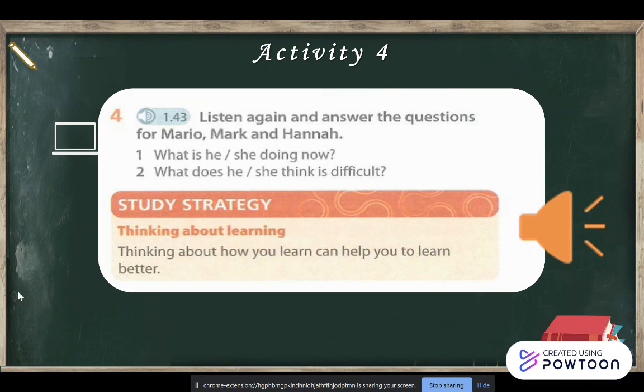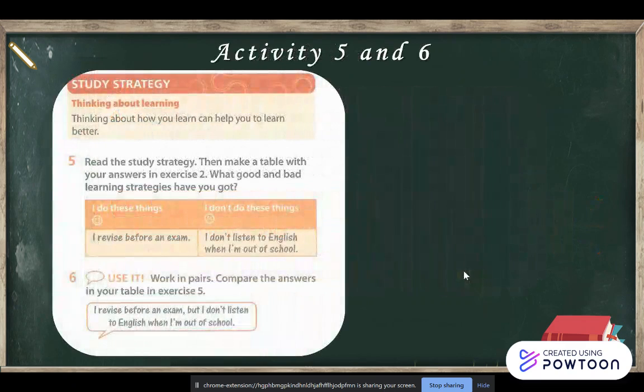So you have to see whether you have to listen again, and you have to come up with the answer. What are they doing now, and what do they think is very hard for them, difficult for them? So you have to listen to the same podcast and give the answer. Teacher will be discussing this during the online lesson, so I'm not going to go too much on it.